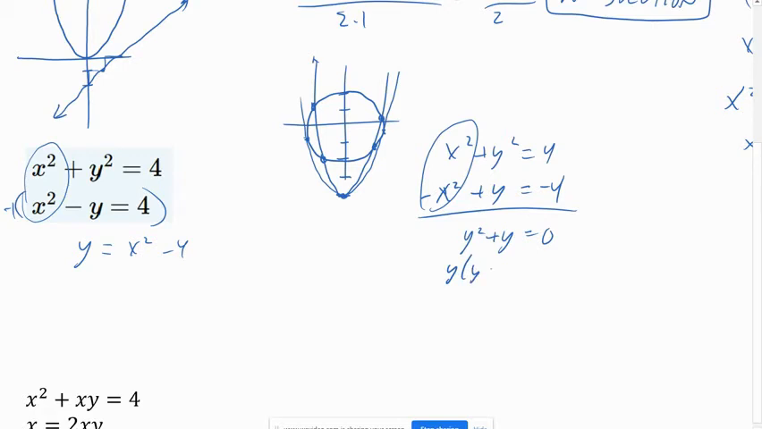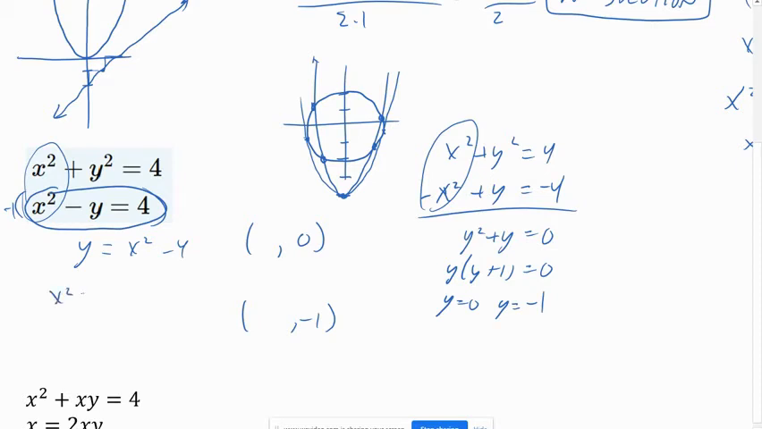So factor out the y, and we get y equals 0, or y equals negative 1. And so those correspond to y being 0 or y being negative 1. So to find the x coordinate, we want to plug those back into either of these equations. So for example, if I plug in y equals 0, I get x squared equals 4. So that has 2 solutions, plus and minus 2. So that means it could be positive 2, 0 or negative 2, 0.